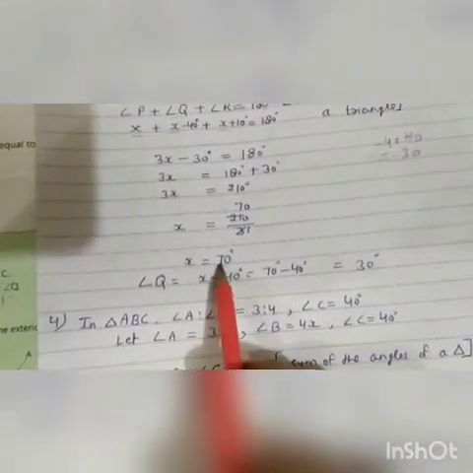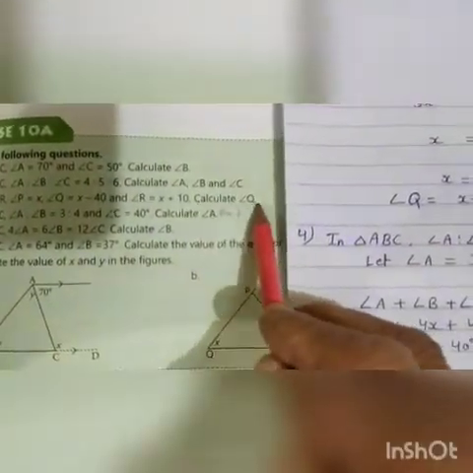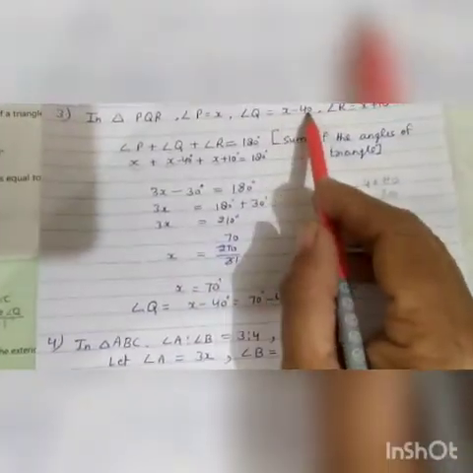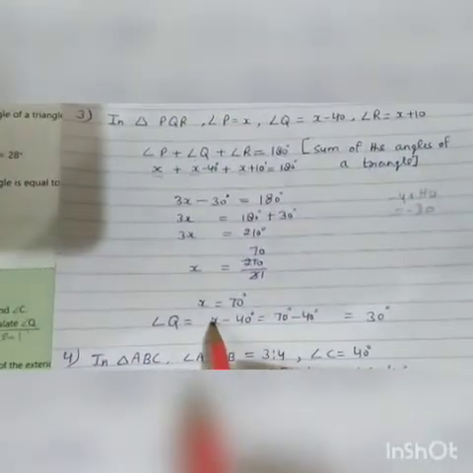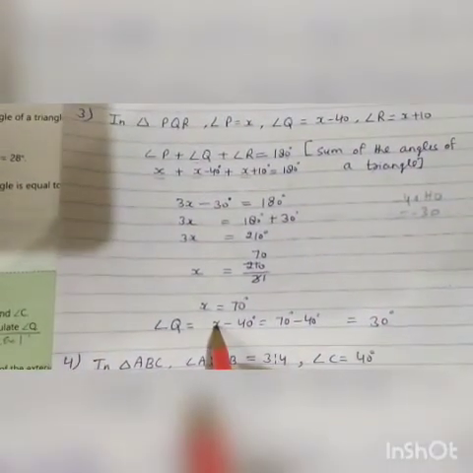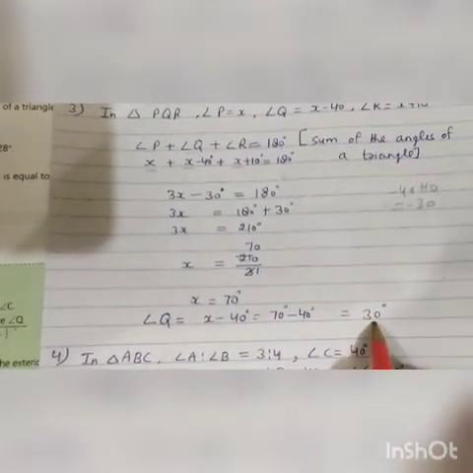Now, put this value of x. Here, we have to find only angle Q, not all 3 angles. So, angle Q is equal x minus 40. Value of x is equal 70. So, it is 70 minus 40. It is 30 degree.